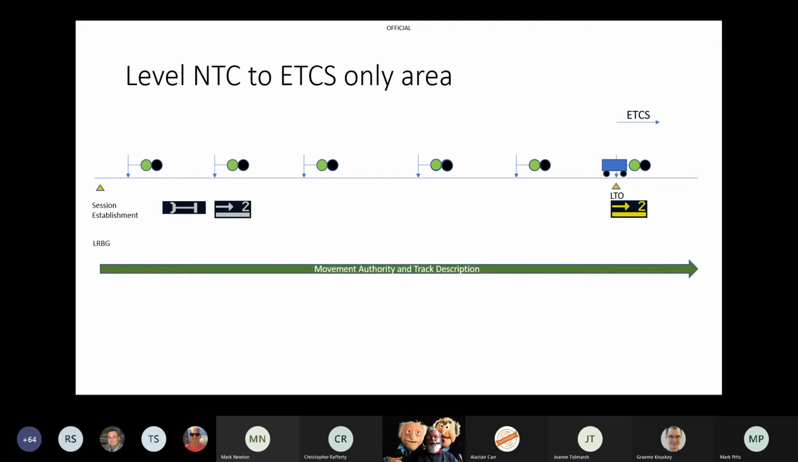If, however, the train didn't support level 2, even if it connected, it wouldn't be able to announce the transition to level 2. Then the signal at the border would remain at danger. So the train would stop there and it would not be able to proceed. So it maintains that safety of always having a train protection system.